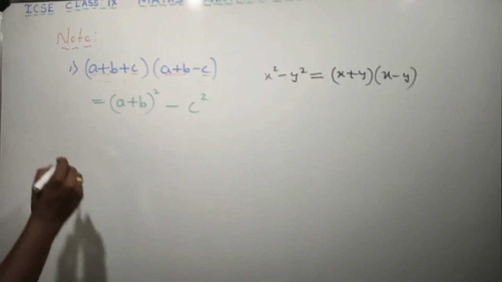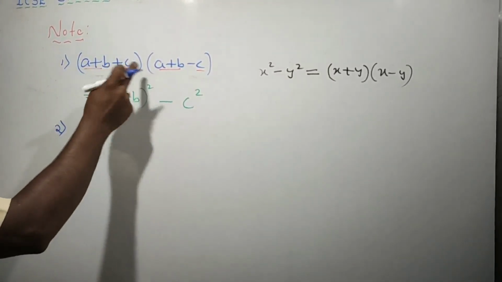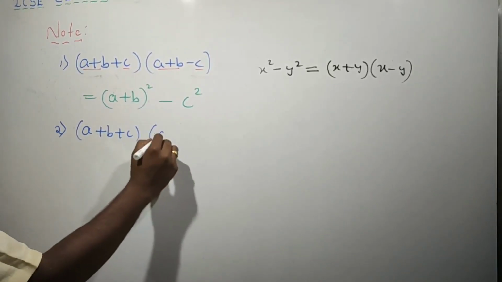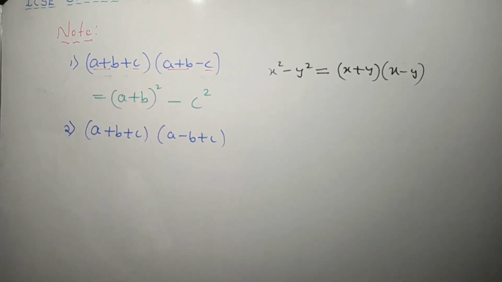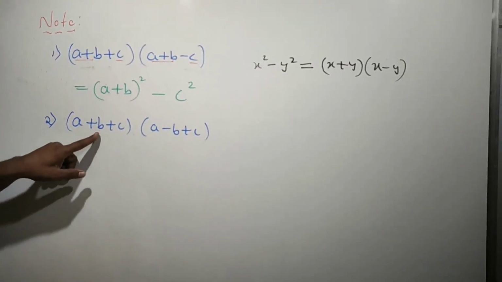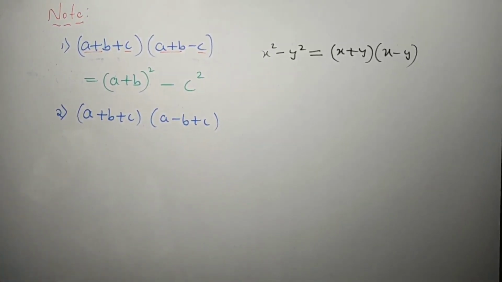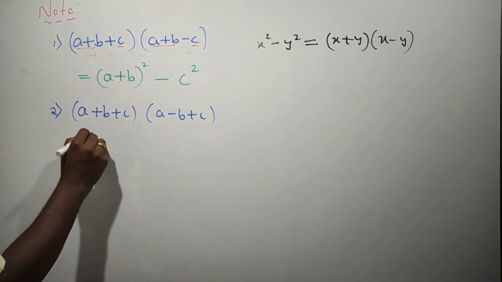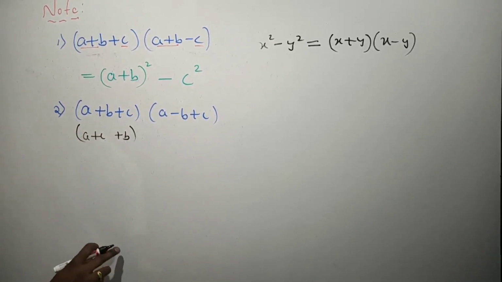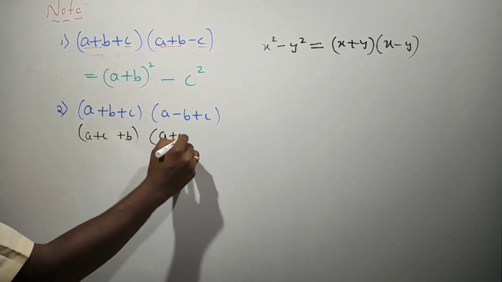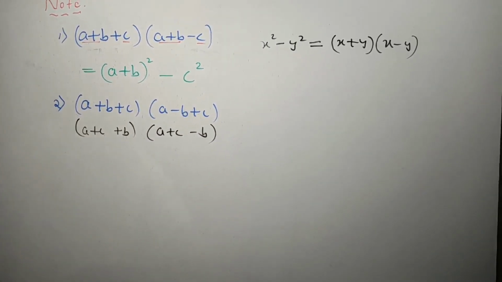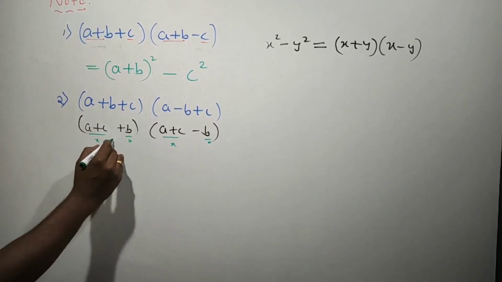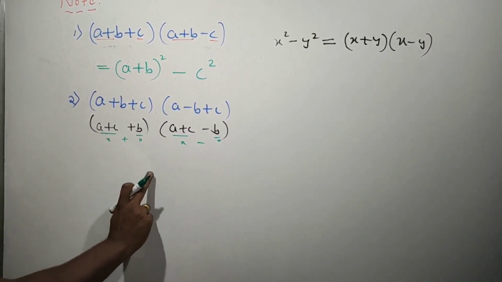Coming to the second point, children, this is the same terms only, but the signs are changing in place. See, a plus b plus c is here, but here a minus b plus c is here. Very important point here. a plus b plus c into a minus b plus c. Now I am making small changes here, very important. a plus c I will make one group, plus b one group. Why I am doing it, you will understand in the next step. a plus c one group, minus b another group. Now I am considering a plus c as x, b as y. Here also a plus c is x, b is y, meaning x plus y, x minus y. What happened? x square minus y square will come.